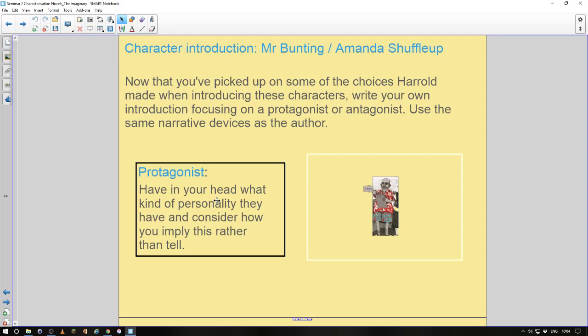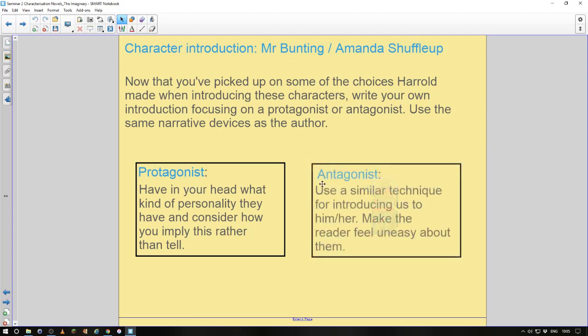My idea is that as a teacher, getting the children to spend their time exploring, with your guidance, good character introductions or good writing, they will take this away with them and use it in their own, and that's how you get good writers, and that's how you get good readers too, actually. So you're going to choose whether to look at a protagonist or an antagonist. Now you're going to use the same narrative devices that A.F. used.